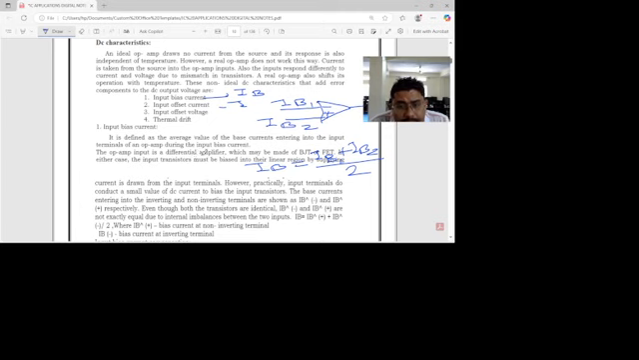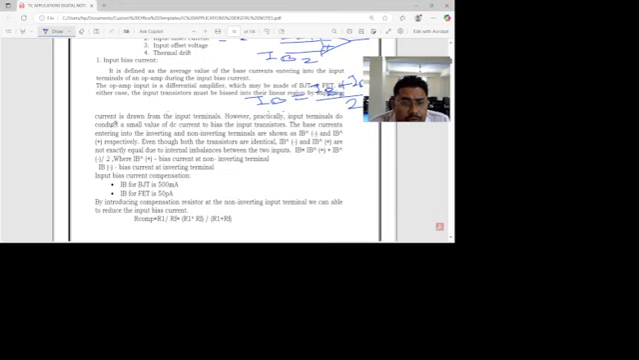An op-amp circuit is a differential amplifier, which may be made of BJT or FET. The input transistors may be biased in the linear or saturation region. Ideally no current is drawn from the input terminals. However, practically, the input terminals do conduct a small DC current to bias the transistors. So the base current enters the inverting and non-inverting terminals. Suppose IB negative is at the inverting terminal and IB positive is at the non-inverting terminal. Then we take the average of both.